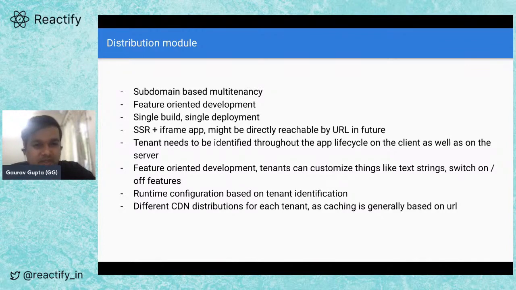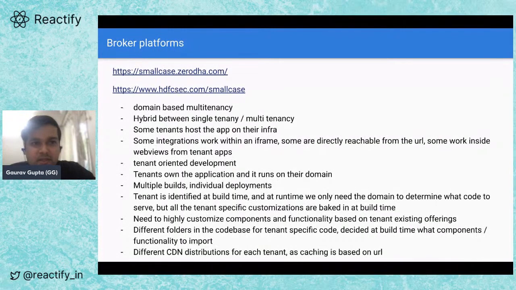This is a feature-oriented development. Tenants can customize some of the functionality by feature flags. Since it is a feature-oriented development, we could afford to have runtime configuration. The final code base that I'm going to talk about, which is slightly different from all the rest of them, is the broker platform. You might say this is like the main smallcase web platform. So here we have domain-based multi-tenancy and we have tenant-oriented development because we need to use the tenant functionalities to actually build our functionalities on top.